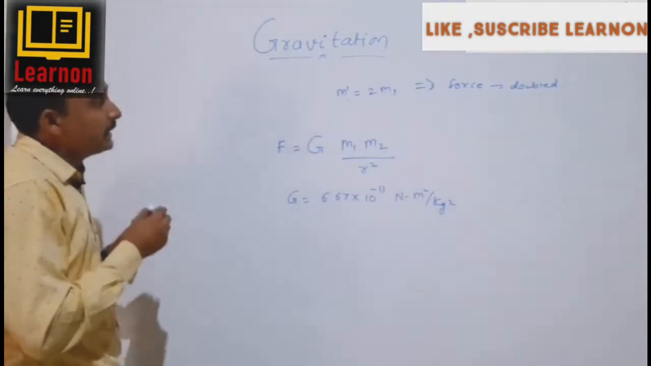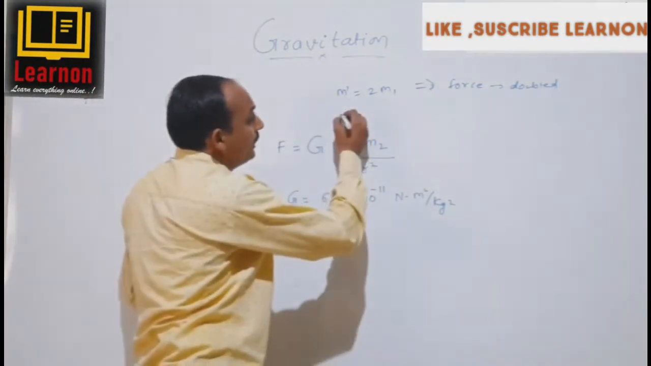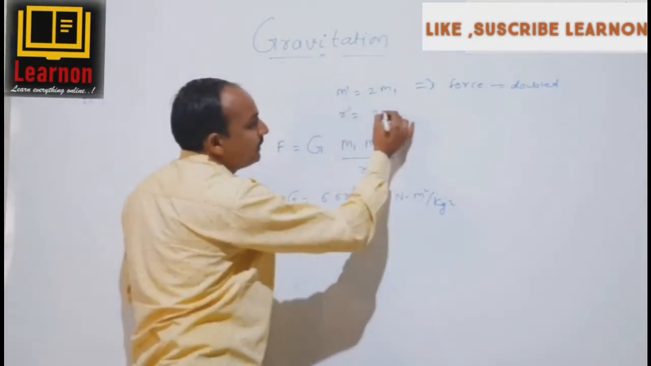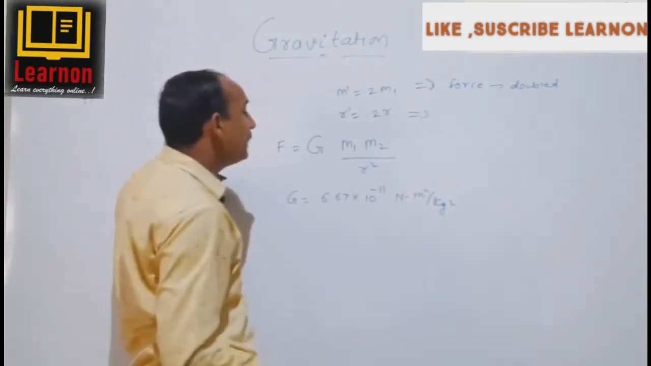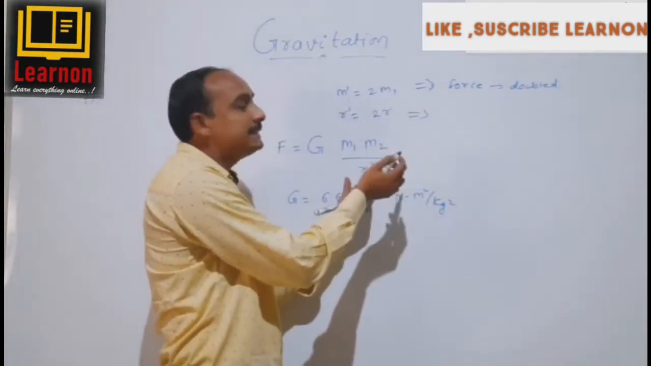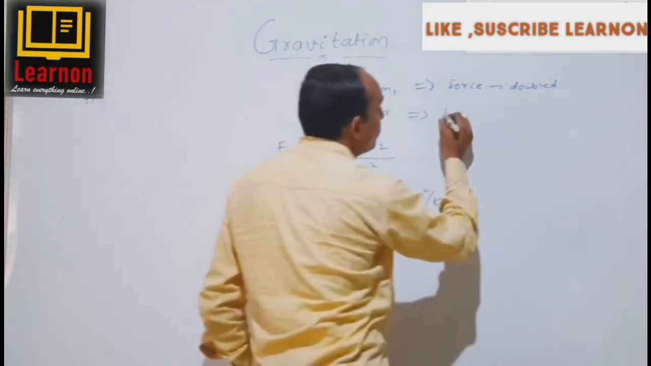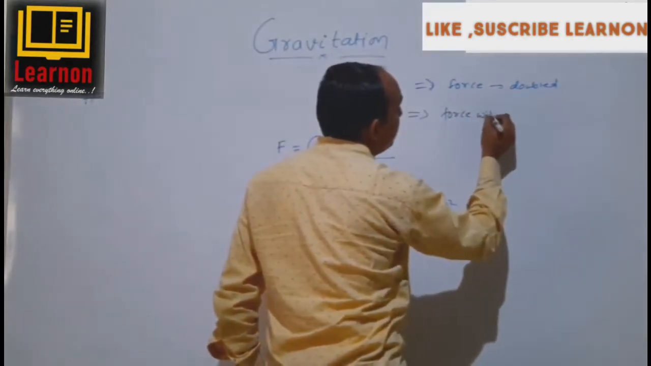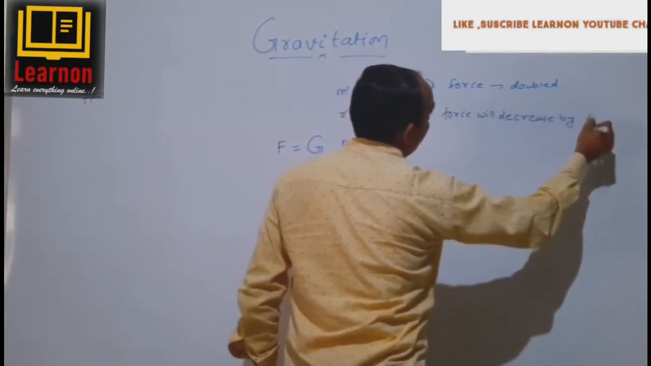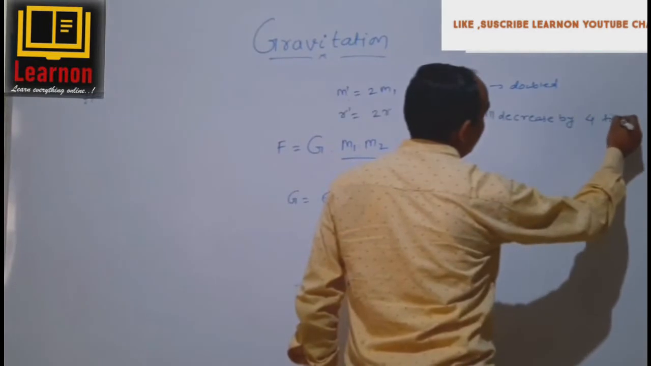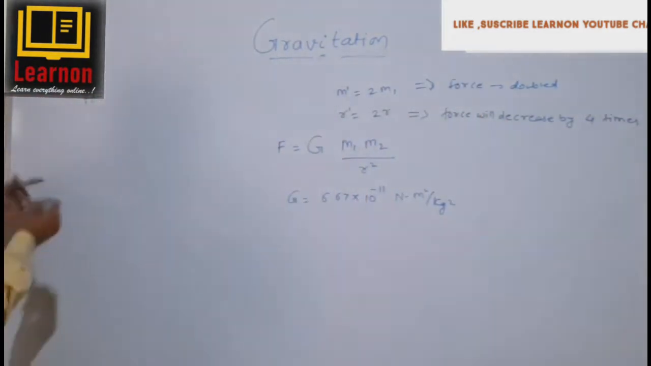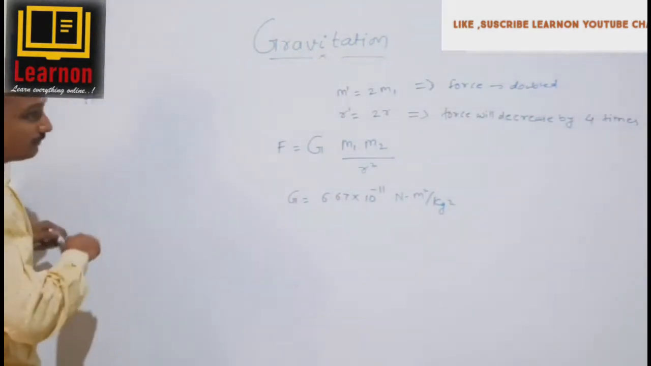Next, suppose the distance between two objects is doubled. What happens is, the distance becomes 2r, its square means 4r square, means the force will decrease by 4 times. Force will decrease by 4 times. Okay, this is the note which they may ask you for 1 mark, a single mark.